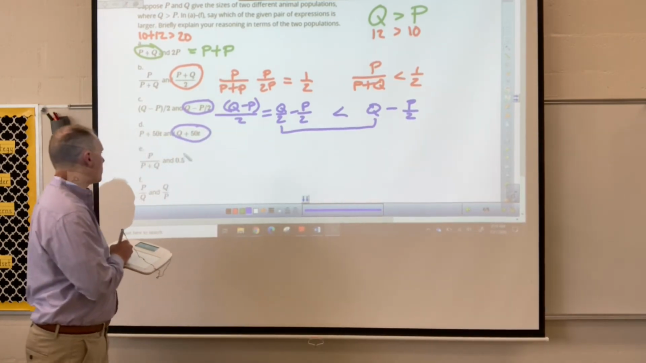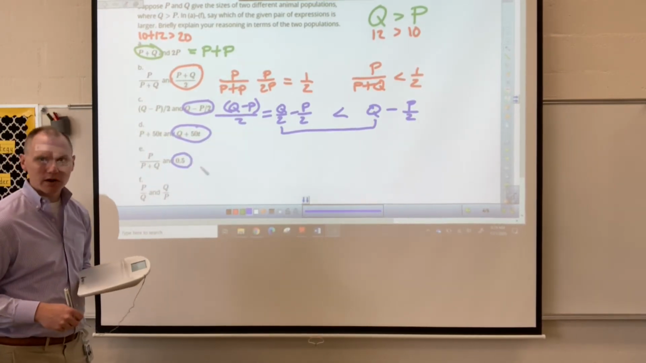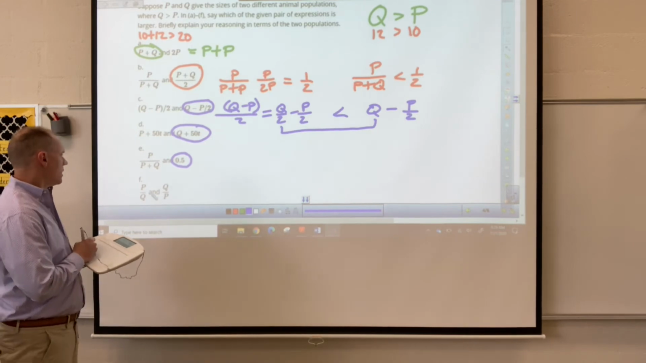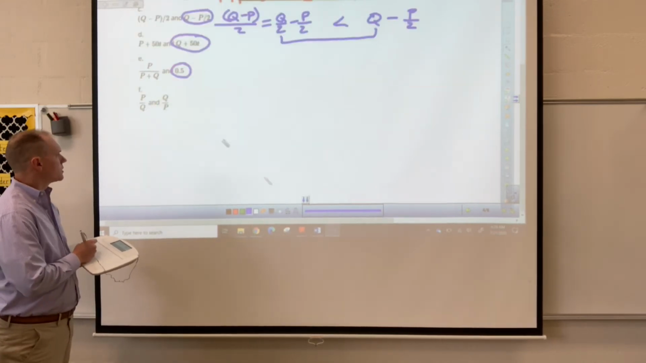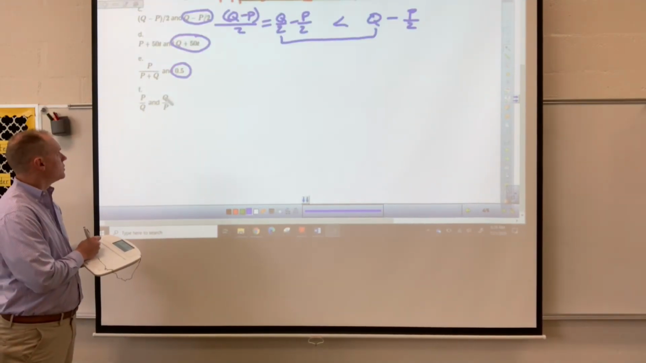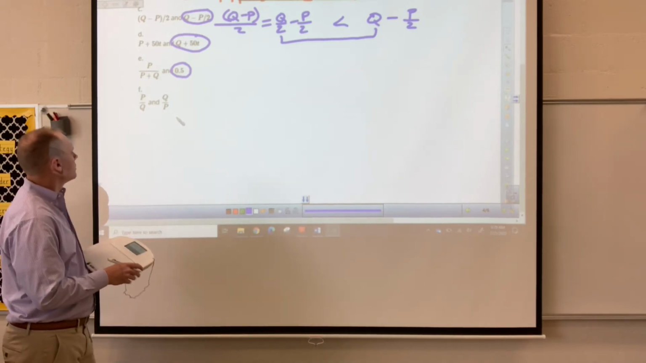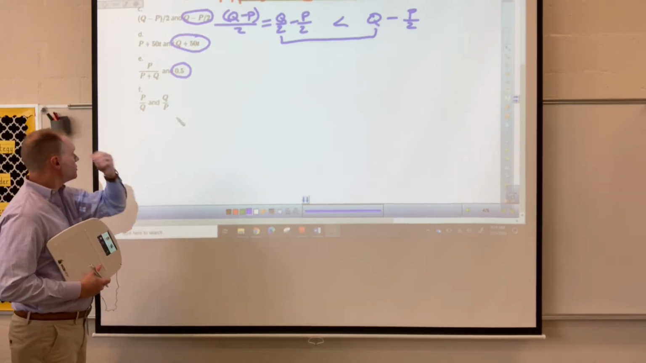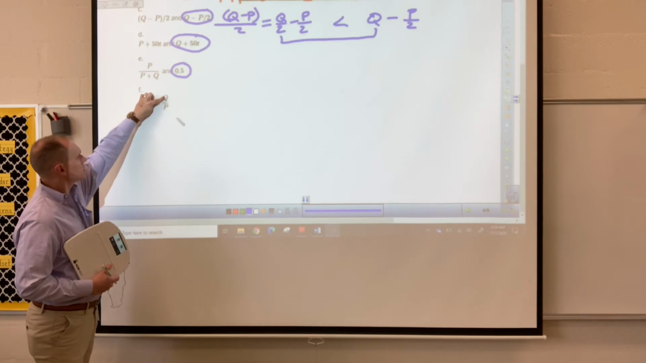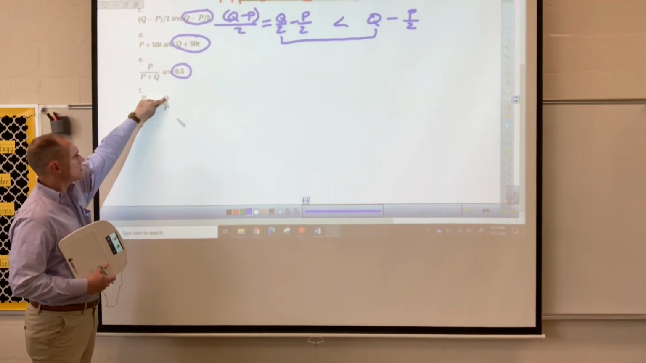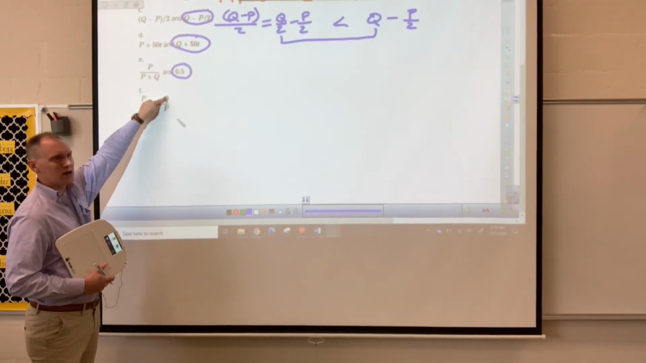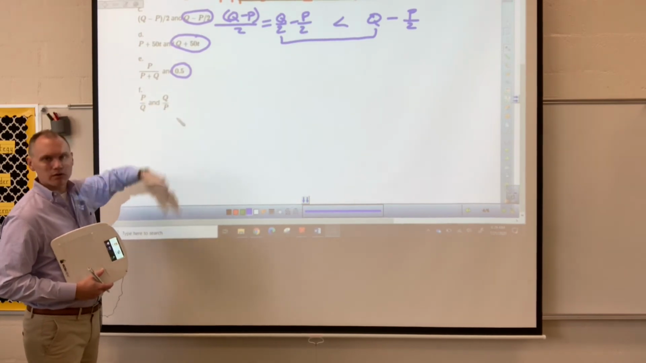So therefore 0.5 is going to be greater on that one. And then let's see, P over Q and Q over P. So Q is greater than P. So here, Q is greater than P. So this is going to be a bigger number than this one. So that means that this overall number is going to be bigger than 1.